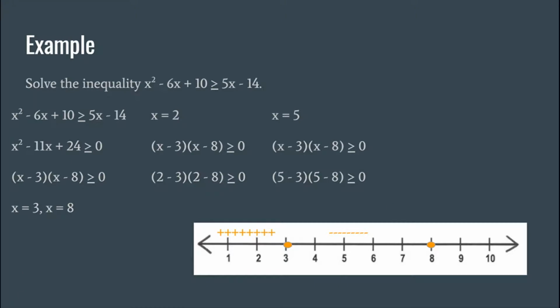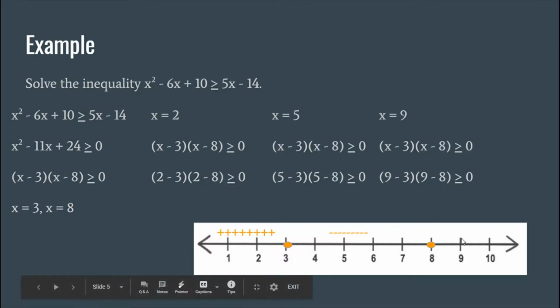Okay, now we'll pick something past 8. I chose 9. So again, substitute into this part. This is positive, and this is positive. Positive times a positive is still positive. So it's safe to assume everything here past 8 will also be positive.